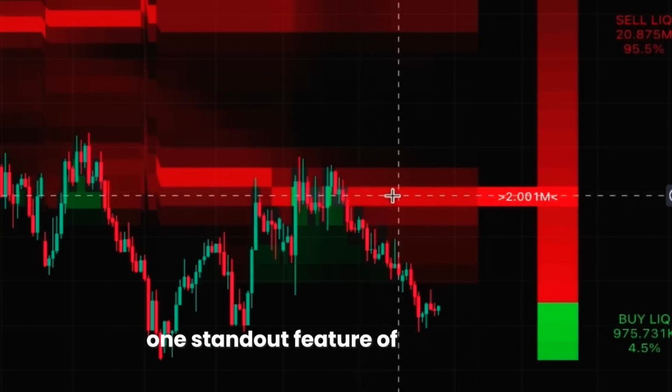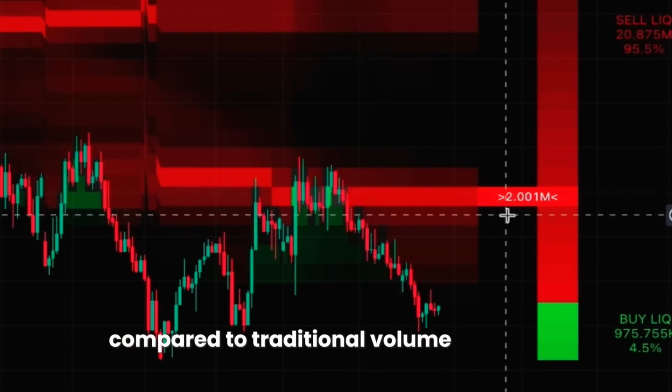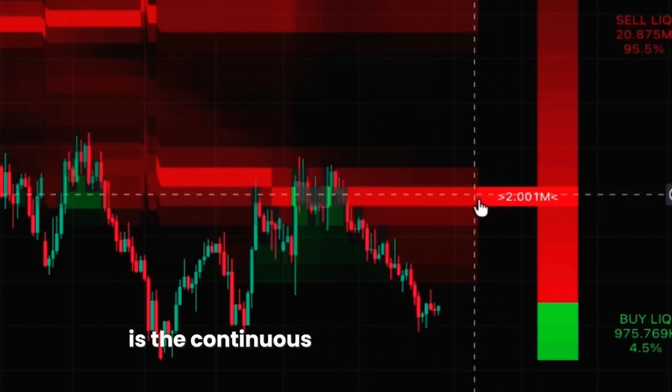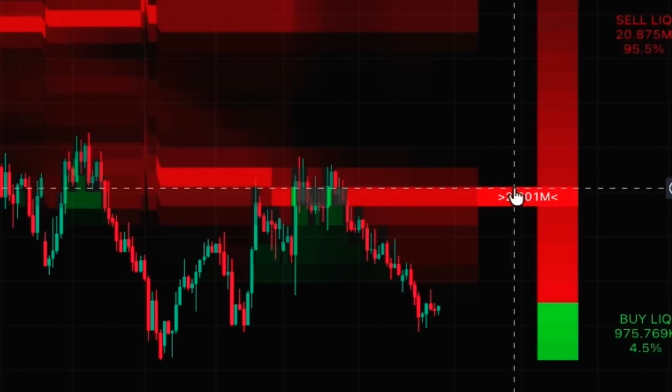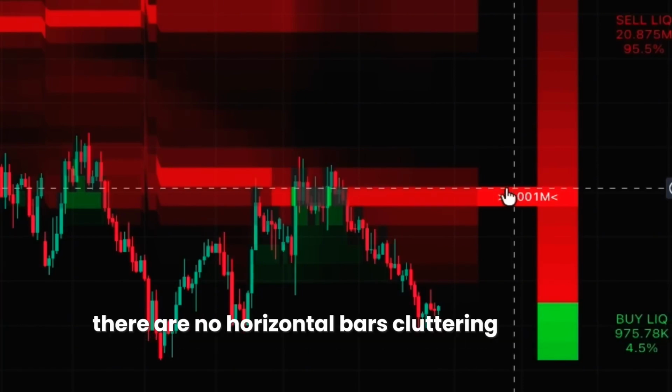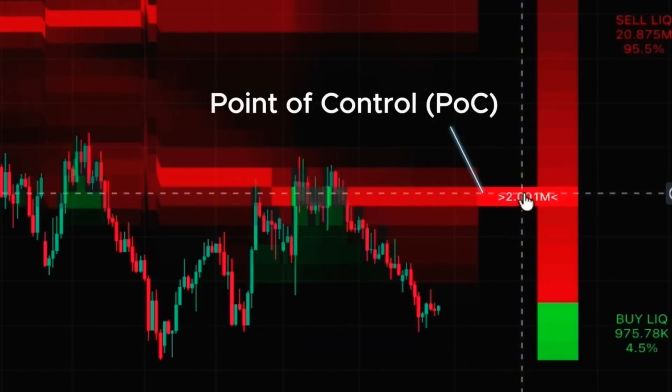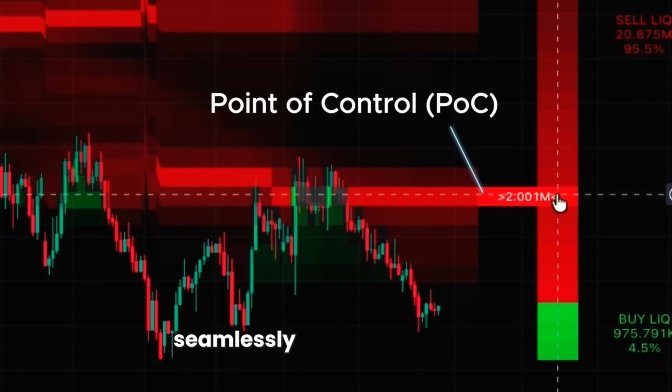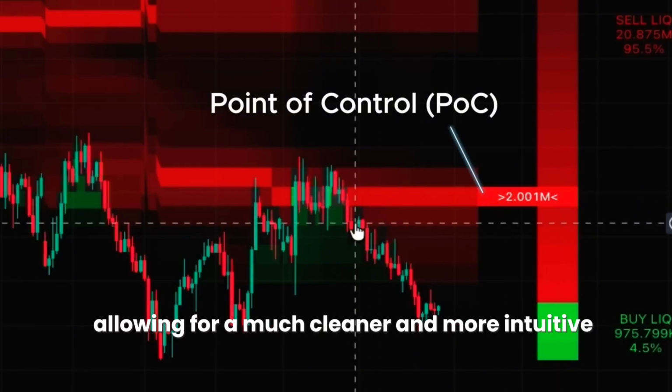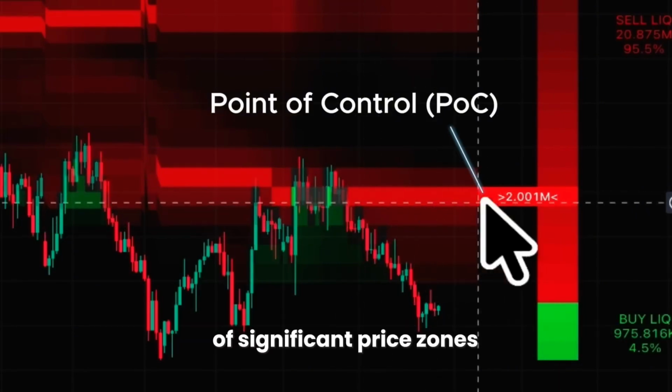One standout feature of this indicator compared to traditional volume profile tools is the continuous nature of the heat map. There are no horizontal bars cluttering the right side of your chart. Instead, the entire historical volume distribution is embedded seamlessly into your price chart, allowing for a much cleaner and more intuitive analysis of significant price zones.